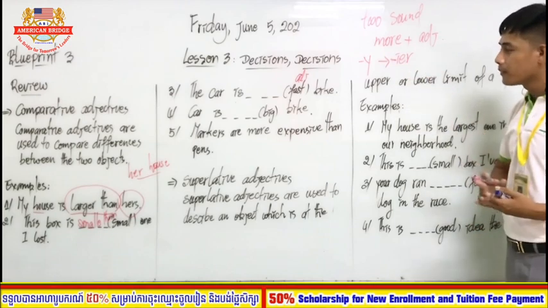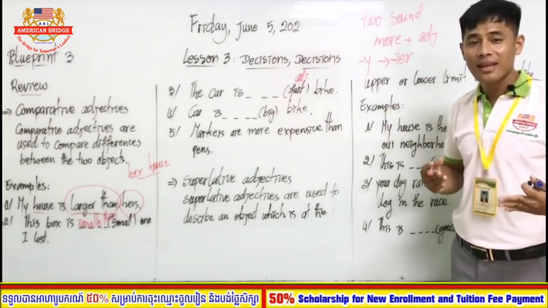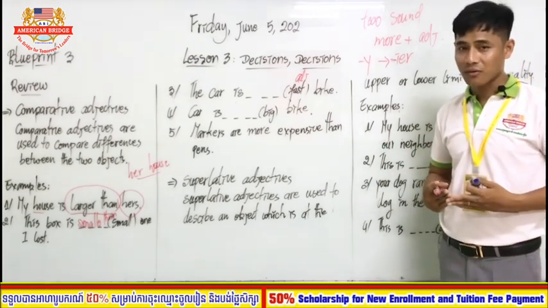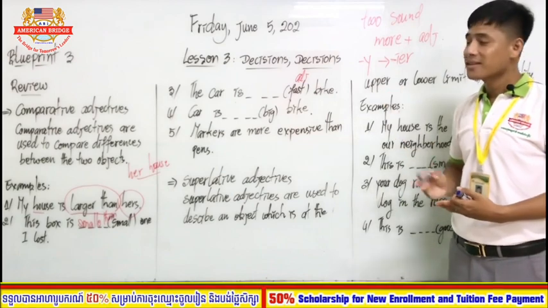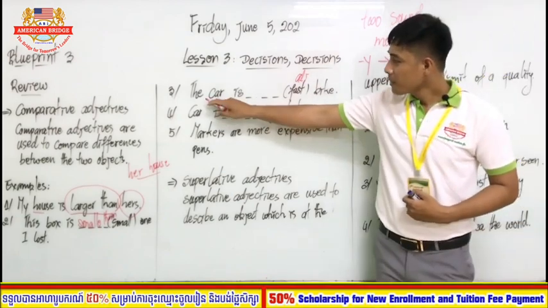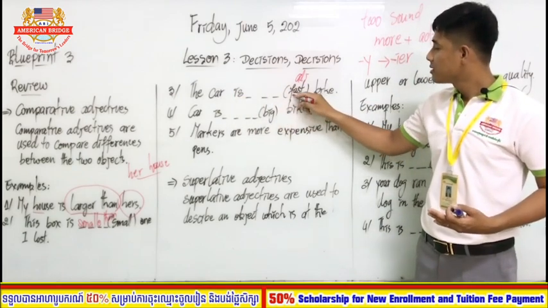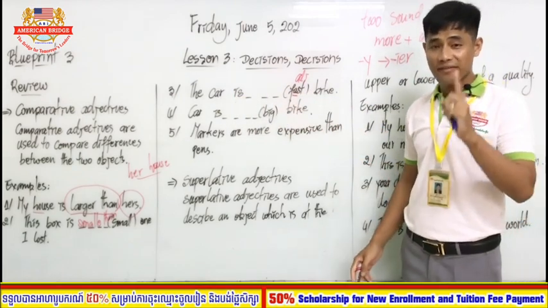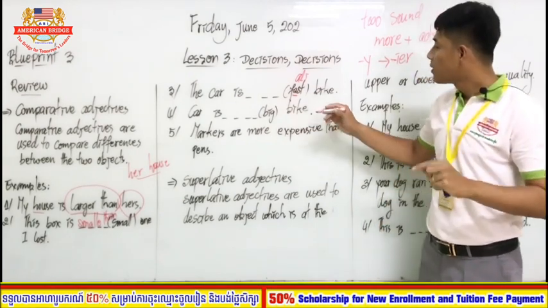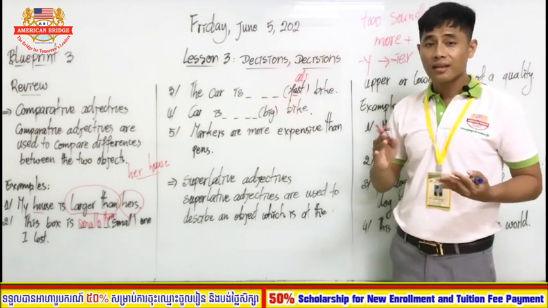Good, everyone. Now you got this. This is what we have learned in the previous video already. Teacher is just reviewing to make sure that you understand this topic well. So the car is faster than the bike. Fast is an adjective. Fast has only one syllable, so we have to add er to that adjective.